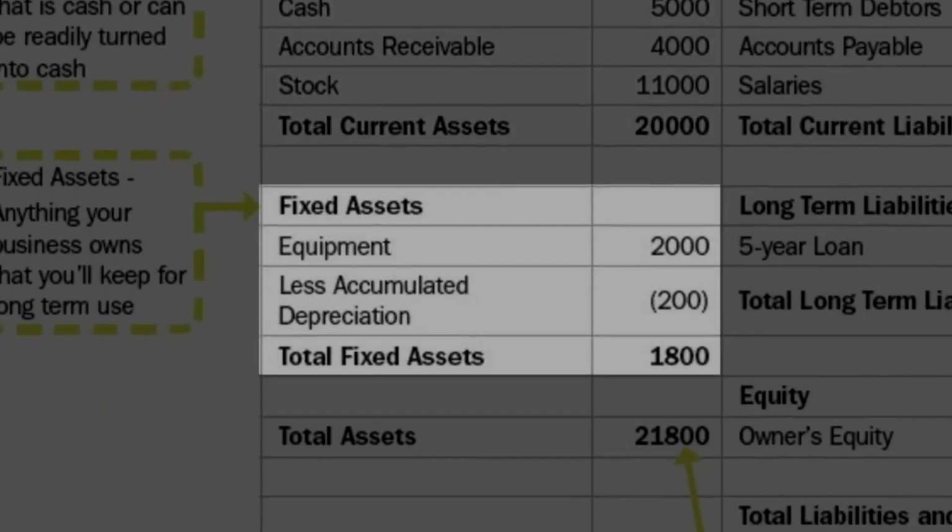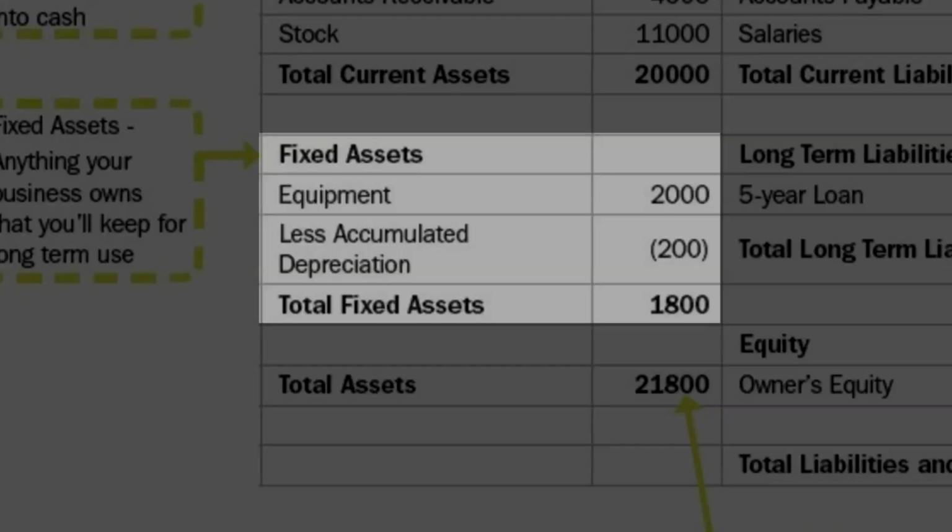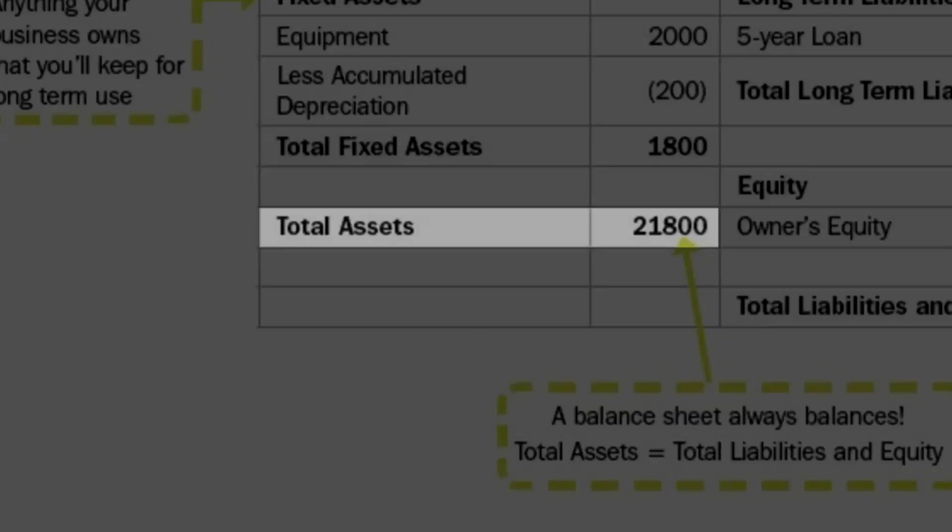Then there are the fixed assets. These are the things that the business owns that are used over the long term. Things like equipment, machinery, vehicles, and so on. You have to take depreciation off this. That's the value of the wear and tear of this sort of asset. In our example, after depreciation, we have total fixed assets of £1,800. Now, by adding up total current assets and total fixed assets, we have the total assets of £21,800.